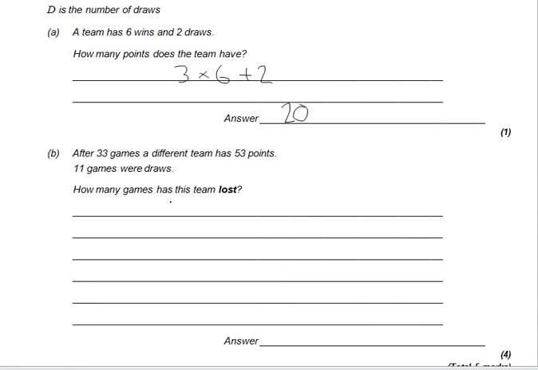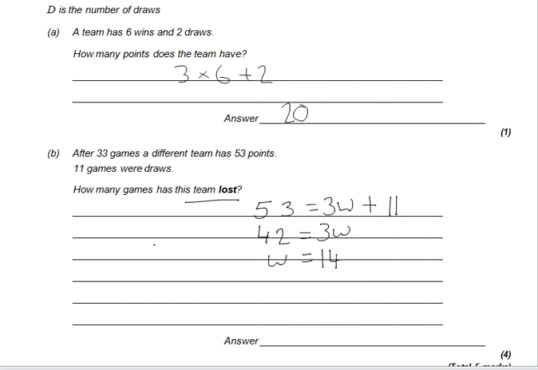After 33 games, a different team has 53 points. This time we've got 53 is equal to 3W plus 11, because 11 were drawn. Take away 11 from both sides, so we end up with 42 equals 3W. Divide both sides by 3. 3 into 4 goes 1, carry the 1 over. 3 into 12 goes 4, so we get 14 wins.